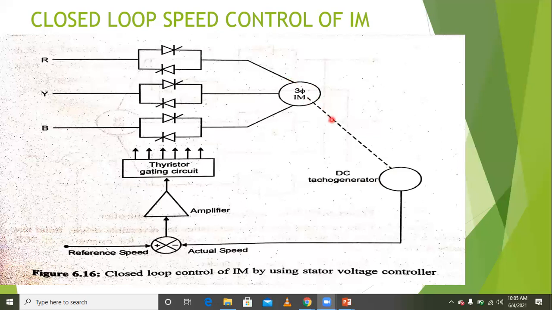Now the second case: the actual speed is greater than the reference speed. For example, let us assume the reference speed is 3000 rpm. Then the actual speed is more than the reference speed, meaning 3500 rpm or 4000 rpm. If the actual speed of the induction motor is greater than the reference speed, then what happens?